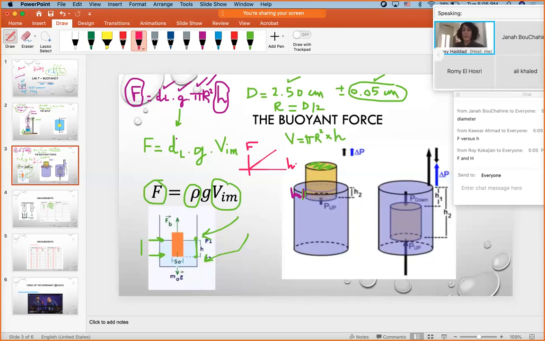Now another question, what does the slope represent? The slope of the line, linear regression. So I'm plotting, yes, d, g, pi, r squared is going to be the slope. Now that I know the slope, Kausar, I can find the density of my tap water and check how dirty the water is at LAU. Not really dirty, but it has a lot of minerals.